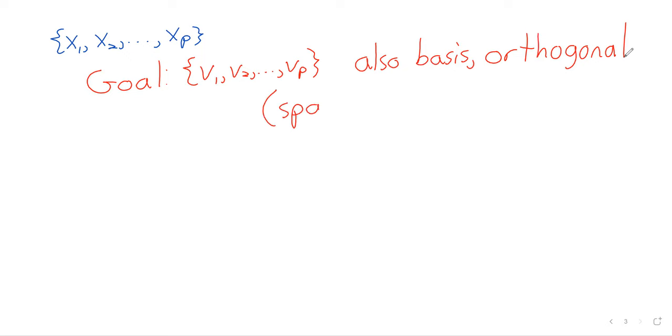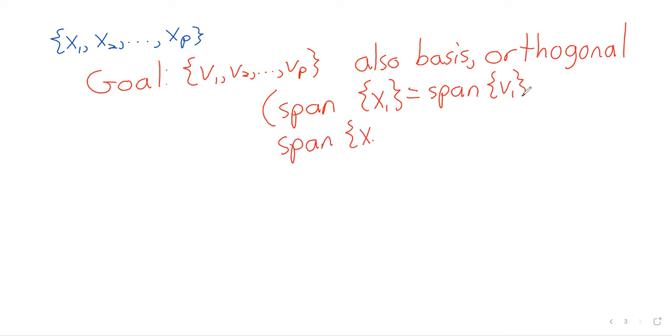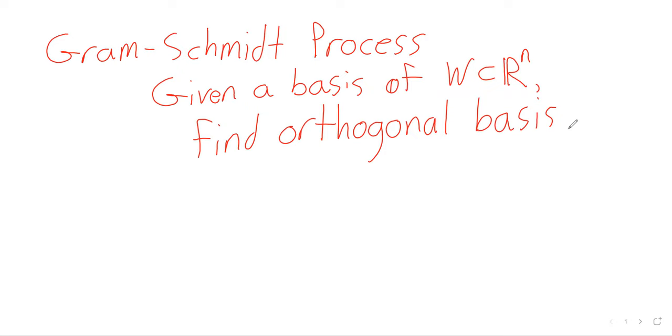And we're actually going to accomplish something in addition to that. We're going to get this situation where the span of x1 equals the span of v1. The span of x1 and x2 is the same as the span of v1 and v2, and so on down the line. So that's our goal, and that's what I've claimed this Gram-Schmidt process is able to do.